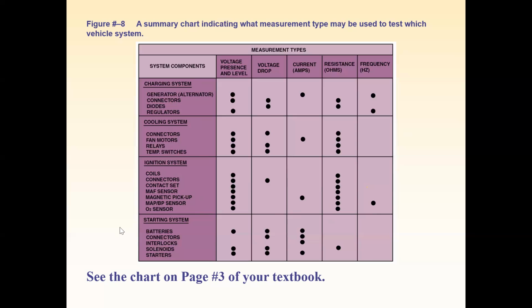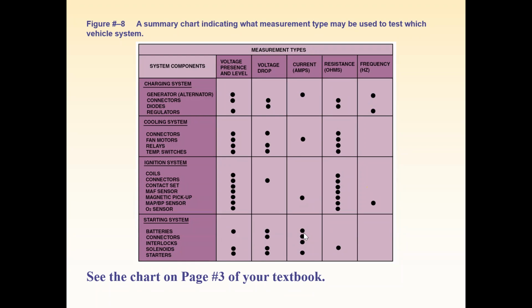Now, in the case of the starting system, it includes batteries, connectors, interlocks, solenoids, and starters. Here we measure the voltages at the batteries, at the solenoid, and at the starters. We are not measuring voltages at the connectors or the interlocks, but we measure the voltage drop across the connectors, the voltage drop at the batteries, and the voltage drop at the solenoids or the starters.